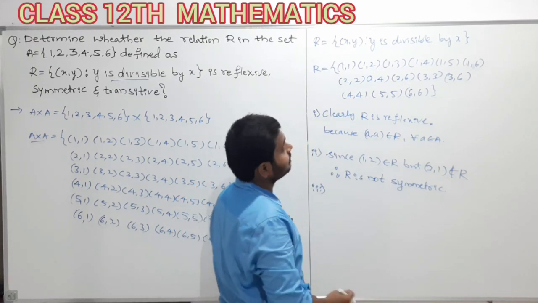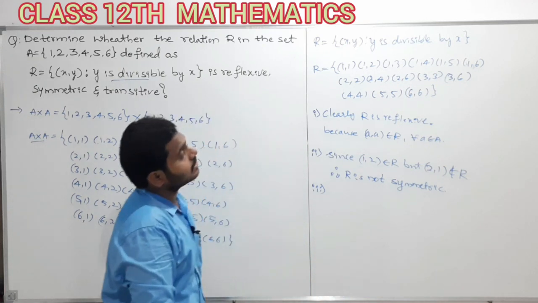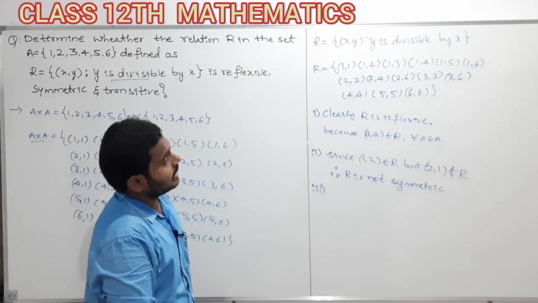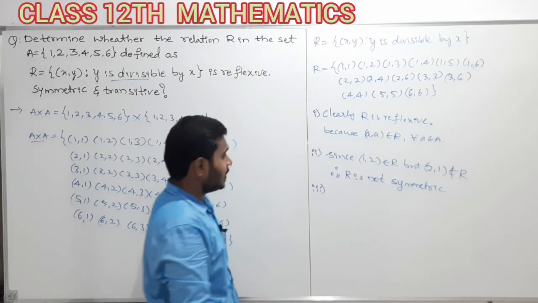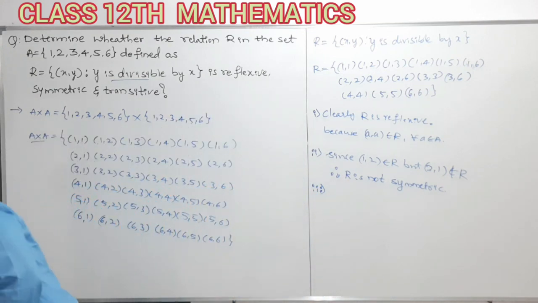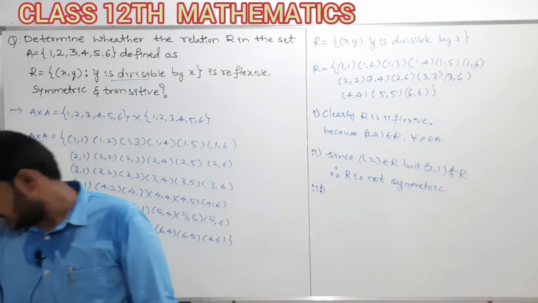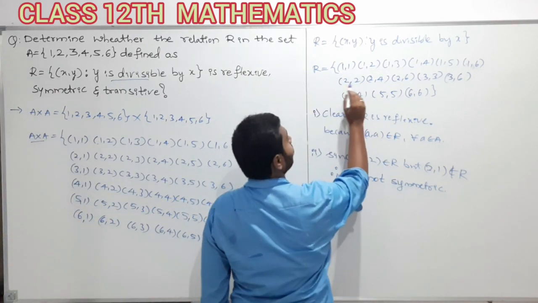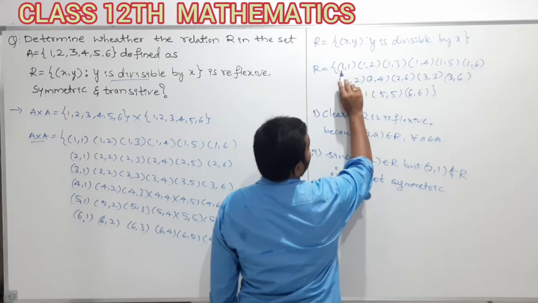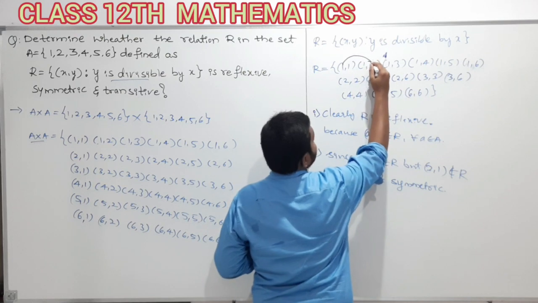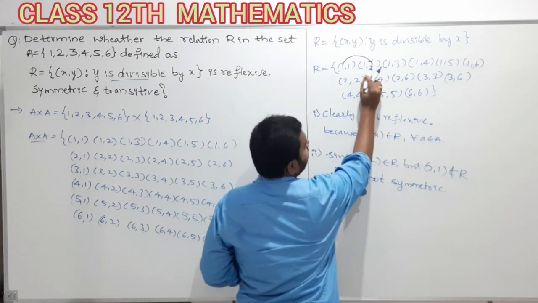And next, my dear students, the third condition is whether it is transitive. Let's check. If (a, b) is there, let's check whether it is transitive or not. It is transitive, my dear students. Why is it transitive? You can check. Take 1 comma 1 and 1 comma 2. 1 comma 1 is there, 1 comma 2 is there. It means 1 comma 2 whether it is there or not, check. So 1 comma 2 is here.